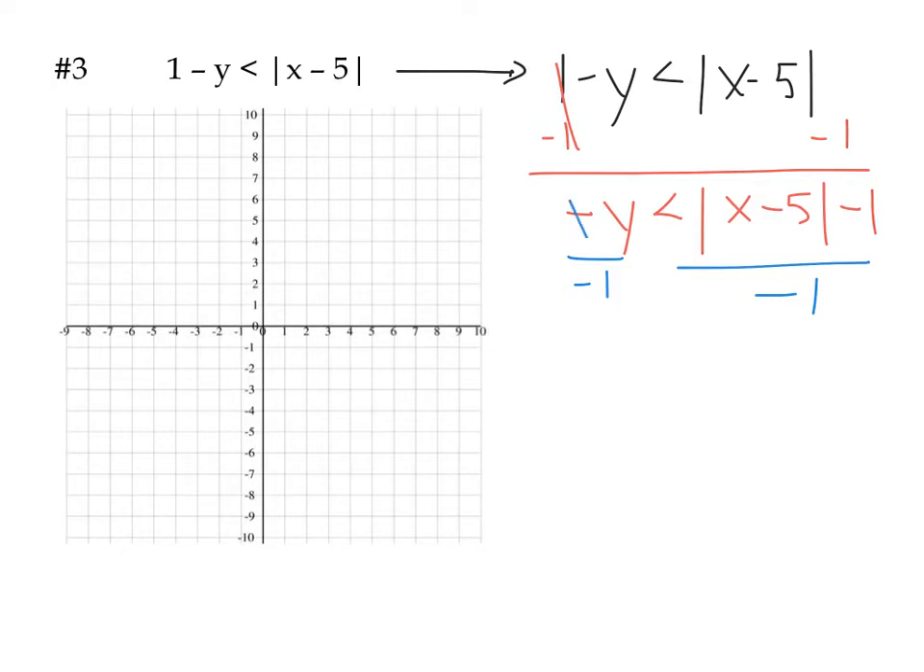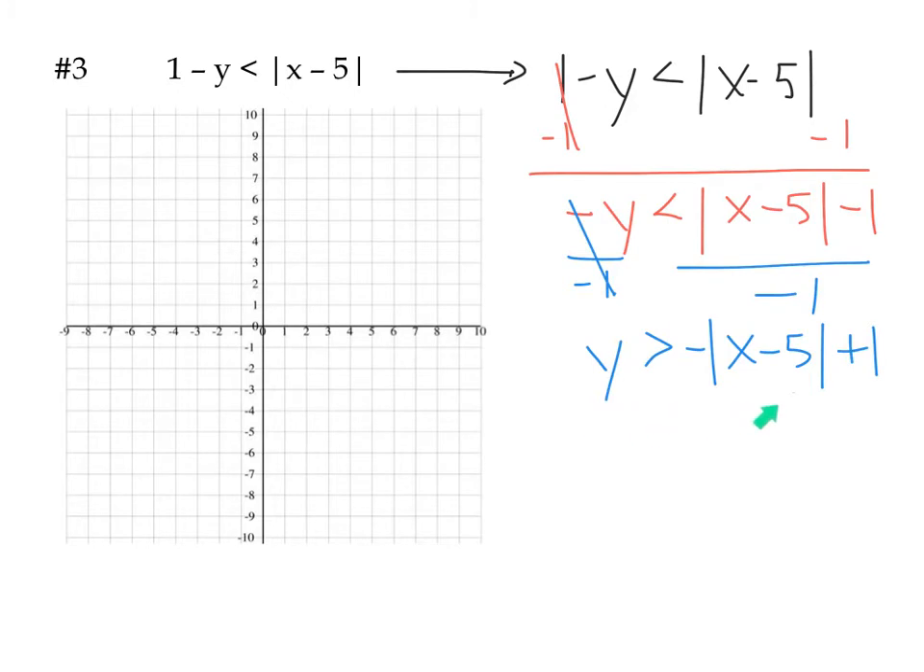So that cancels the negative. We have y, and then don't forget to switch the direction of the inequality. That's a key piece to this. When we divide by a negative, that less than becomes a greater than. And then we have the absolute value divided by negative 1, so there's going to be a negative 1 there outside the absolute value. And then negative 1 divided by negative 1 is a positive 1.